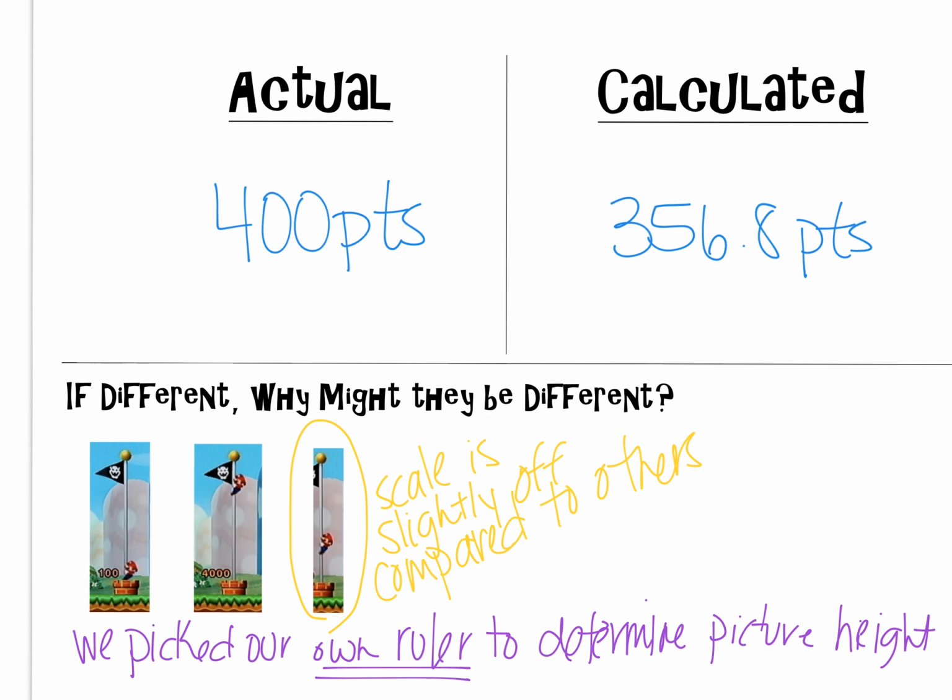I remember looking at the screenshot of the 3 different images, and I noticed that the third one was slightly a little bit smaller. So the scale is slightly off compared to the others, which would result in the calculations being different than the actual points. Also, we picked our own ruler, so depending on the measurements there, that might affect the calculations as well. So this would be something that I would definitely discuss with the kids.